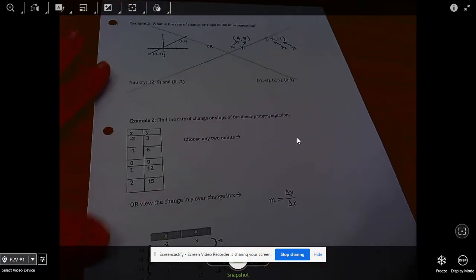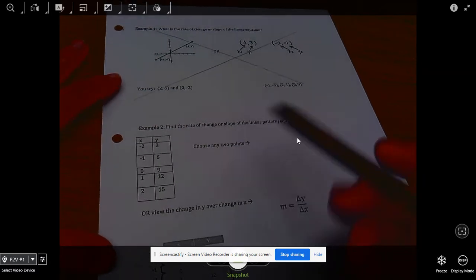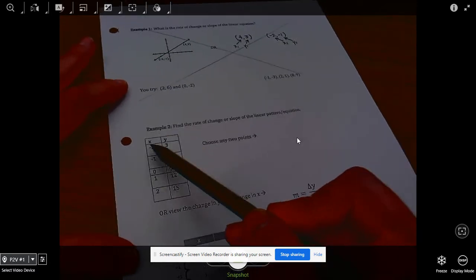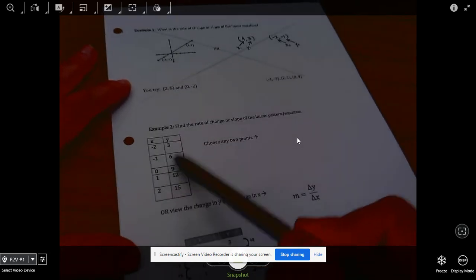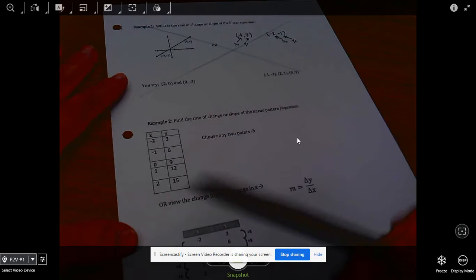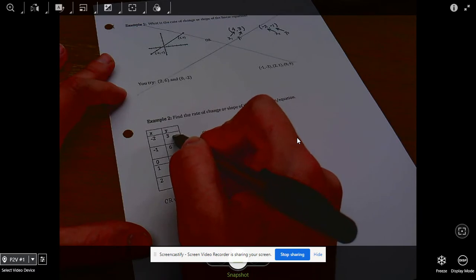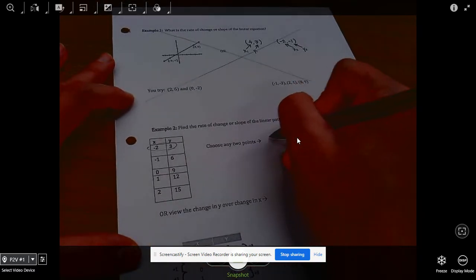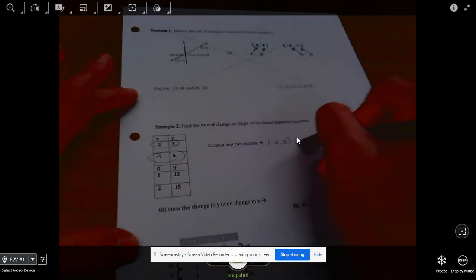Yay. Okay. Example 2. Find the rate of change or slope of the linear pattern equation. So here, these are just coordinates. This -2, 3 is like this coordinate here. This -1, 6 is like this coordinate still. They're all coordinates. So you can pick any 2 points. Okay? And you'd say -2, 3. I don't care which ones you pick. I picked a negative. That's okay. -1, 6.